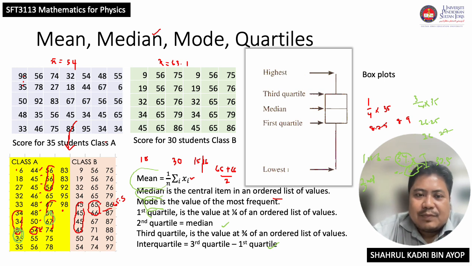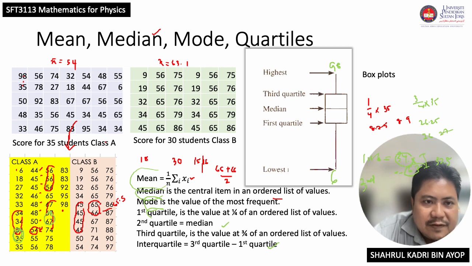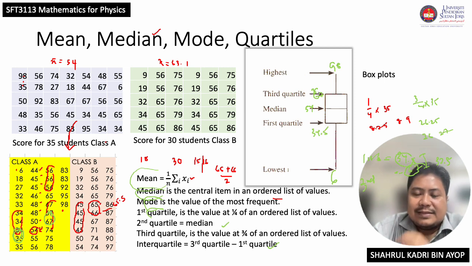Okay, so all these coefficients can be represented in a box plot. So this is the box plot. For data set A, we have this is 98, this is 6, the median was, how much was it? 54, right? 54, and this is 67, and this is 34.5. So all of these values can be represented by a box plot.